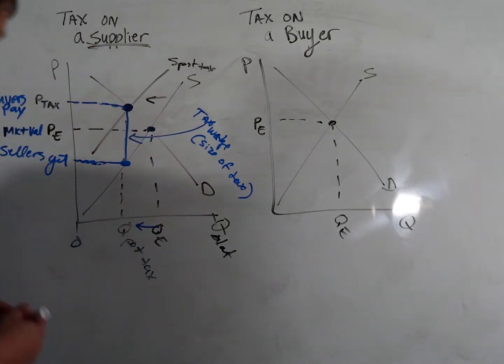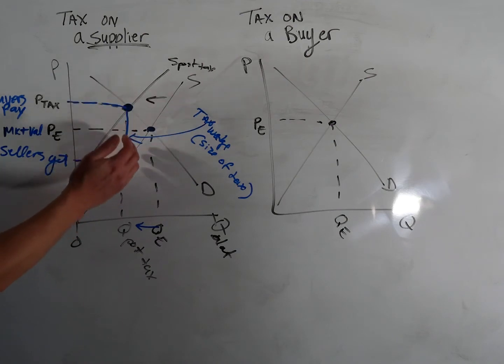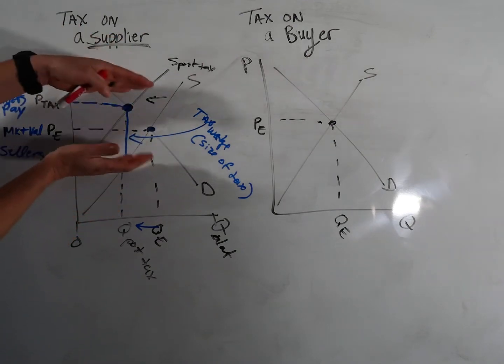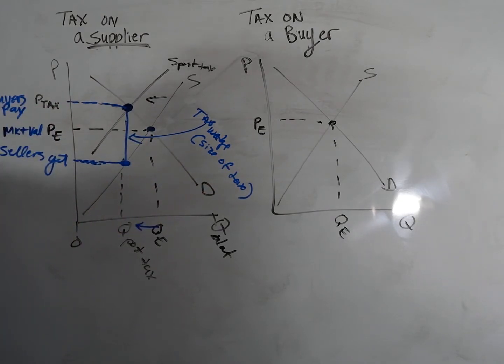What is the size of this tax? Again, the size of the tax is the height of this line from the original supply curve up to the new equilibrium. That little thing there is my tax wedge. That's the size of my tax. All right. And then what is my quantity?